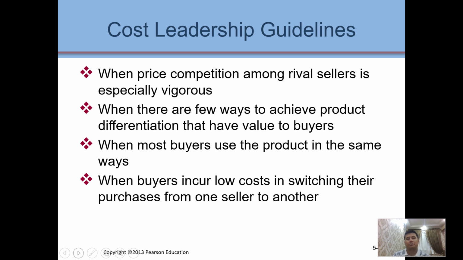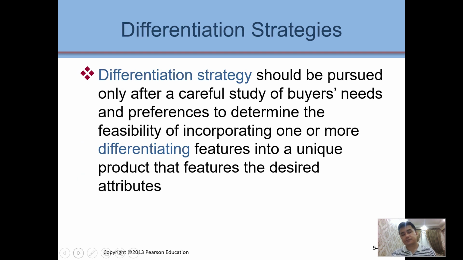So, what are the cost leadership guidelines? Price competition among rival sellers is especially vigorous when there are few ways to achieve product differentiation that have value to buyers, when most buyers use a product in the same way, and when buyers incur low costs in switching their purchases from one seller to another. That's a substitute. And now, differentiation strategies.